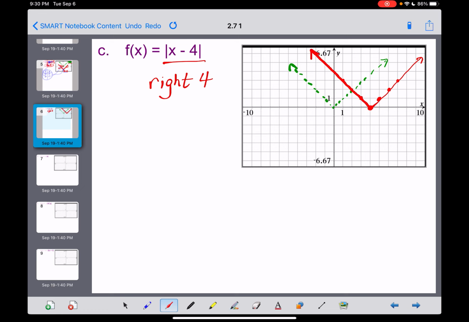And guys, I'm done. If I wanted to make sure I got it right, let me choose a couple of random points. I don't know, this one right here. That looks like the ordered pair 6, 2. Let's make sure it works.